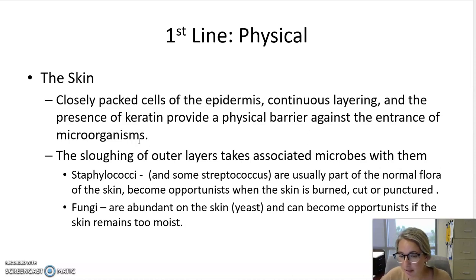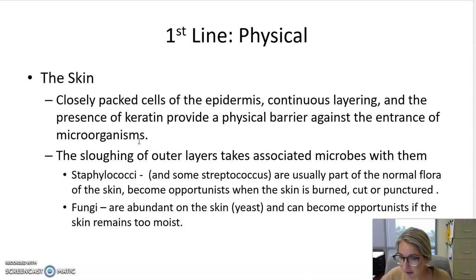So in most cases, if a microorganism lands on your skin, it is not going to be able to get through the skin to cause an internal infection. Now obviously, if there's some type of break in the skin because of a cut or a burn, then the microorganism can gain access to the skin tissue and cause an infection. But in most instances, that keratinized layer does protect us from infection.